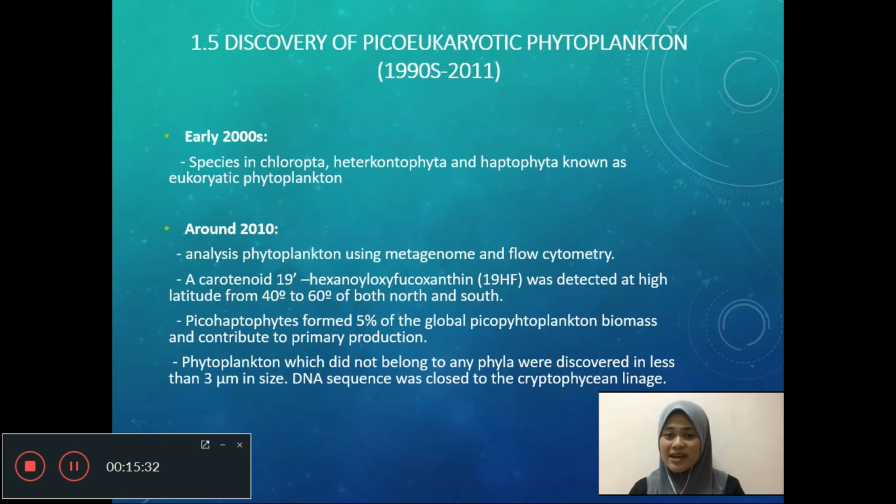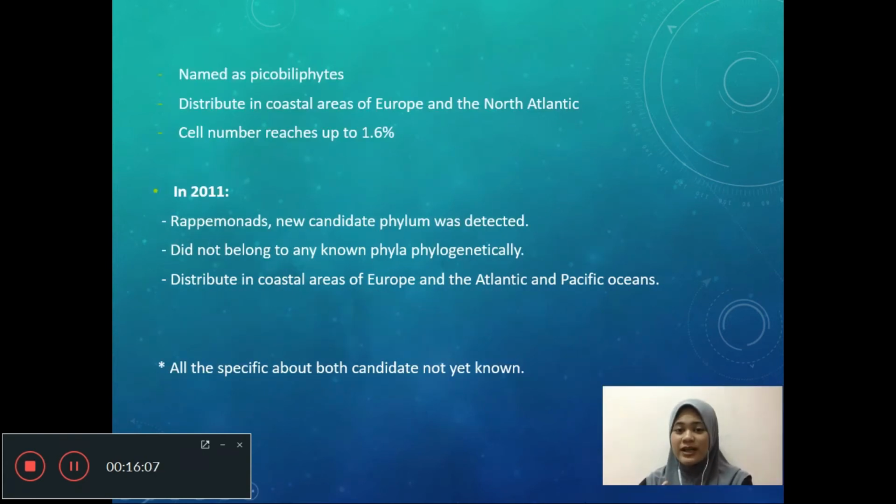In 2007, picophytoplankton which did not belong to any known phyla of algae were discovered by metagenomic analysis. The DNA was clustered with the cryptophyte lineage, and it was tentatively named picobiliphytes. The picobiliphytes are distributed widely in coastal areas of Europe and the North Atlantic. The cell number reached up to 1.6% of the total eukaryotic phytoplankton.